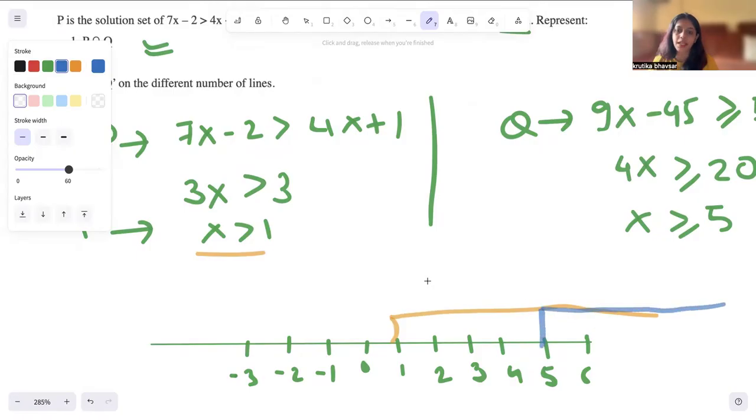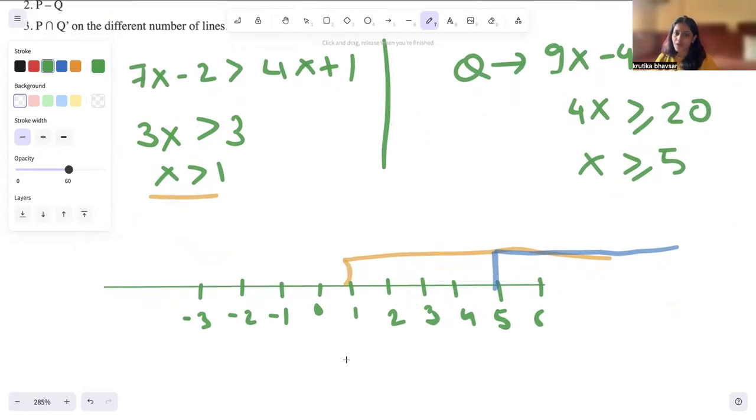So all the values. What is the intersection? Where are these two lines actually colliding with each other? It is from 5 onwards. So your P intersection Q is actually what? Your x is greater than or equal to 5, right? Because from 5 onwards, even this Q has values and even P has values, right?